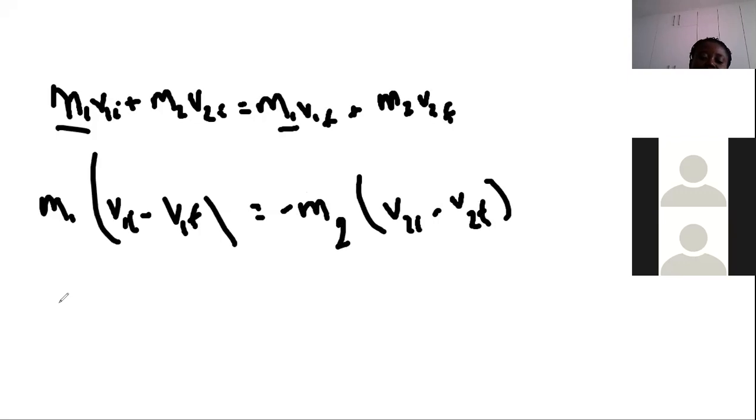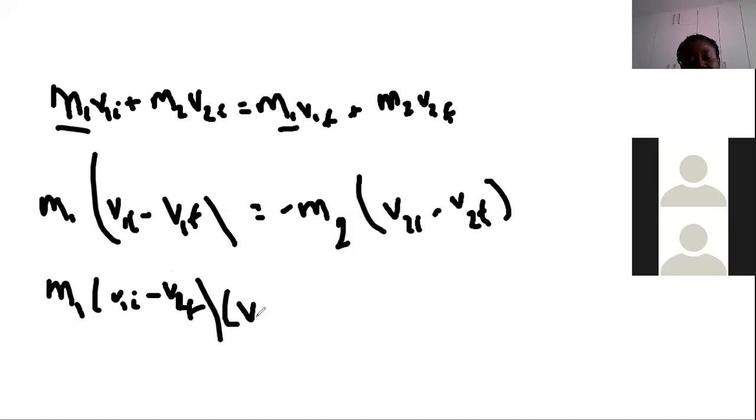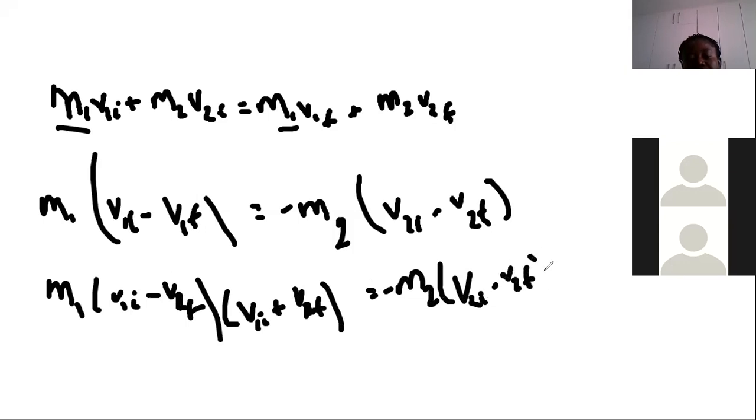Okay, so if we have that, then we can do from the first, the kinetic energy, where we have M1 times those values, V1 initial minus V1 final times V1 initial plus the V1 final, equals to minus M2 times V2 initial minus the V2 final times the V2 initial plus the V2 final.